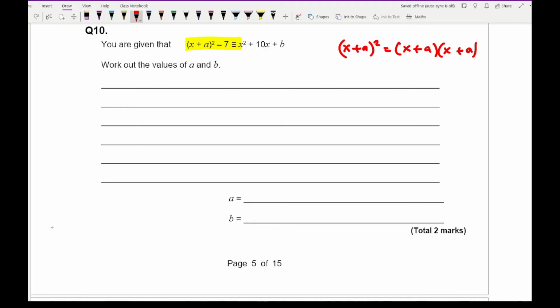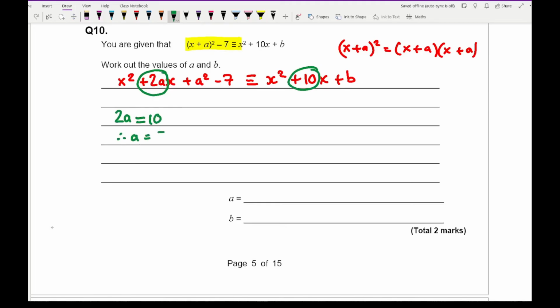So here, what we end up with is x squared plus 2ax plus a squared minus 7, and that's identical to x squared plus 10x plus b. So again, comparing the coefficients, no letters in front of the x squared, so that's fine. Here I've got 2a of the x's, and that's going to equal positive 10. So therefore, a is going to equal 5 again. Very common number for these questions.